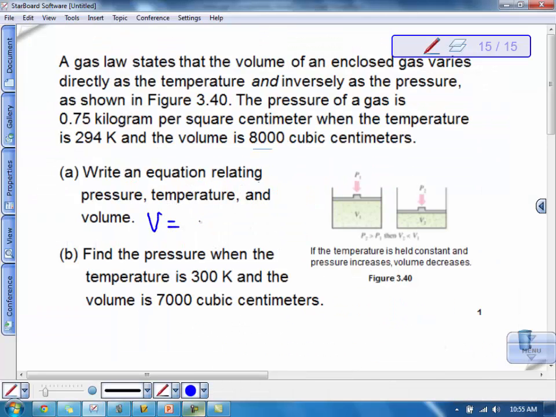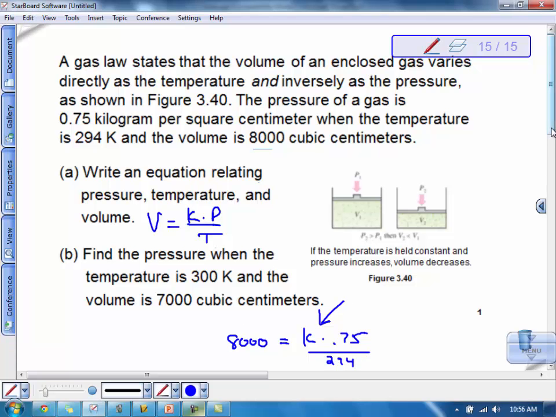All right, so the volume, it varies directly with the pressure and inversely with the temperature. So this is the equation we're going to write. And then they give us 1 point. So we can find k with that 1 point. They say the volume is 8,000 when the pressure is 0.75 and the temperature is 294.